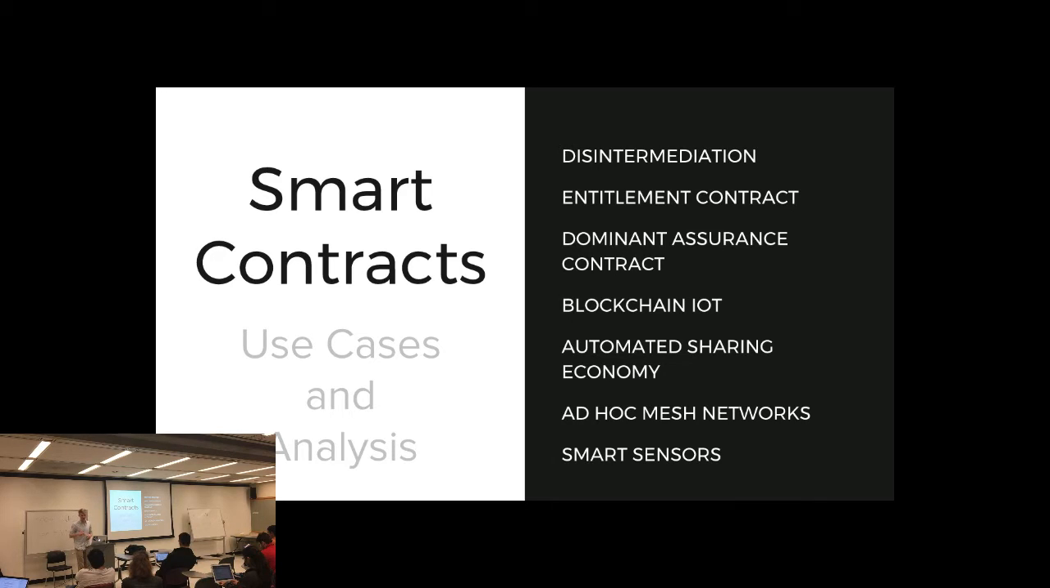So with that, Max is going to talk about some smart contracts and their use cases. All right. So here's a quick splash of some buzzwords that you might see through the rest of the slides.